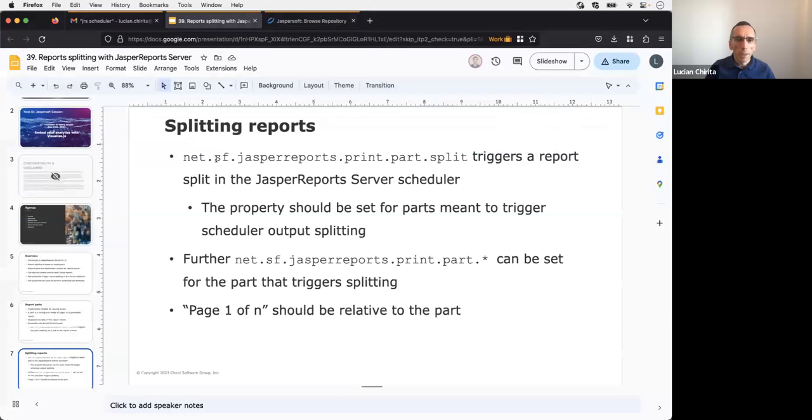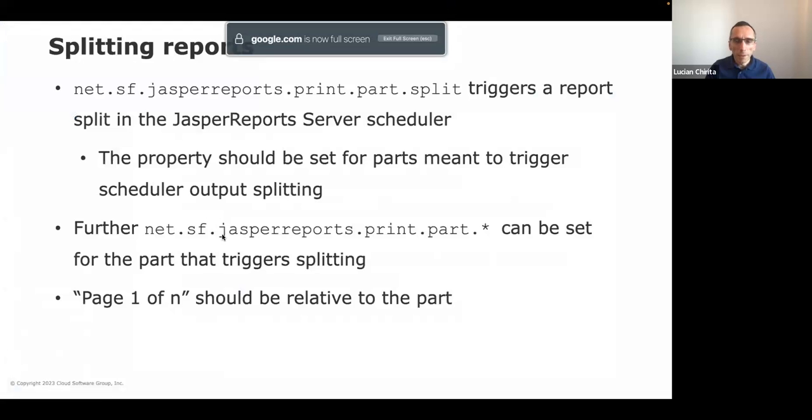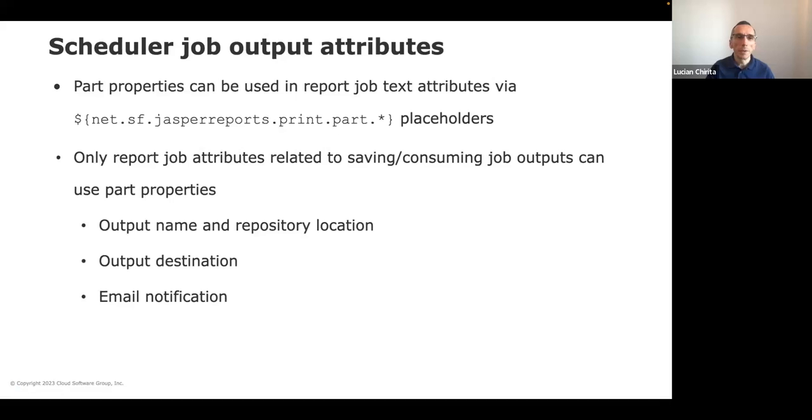Okay, let's go back and continue with these additional properties that you can set for the part and use in the scheduler job definition. What you can do in Jaspersoft Studio is to define custom properties for the part that triggers the splitting, and then use this dollar placeholder in the server scheduler in order to have that value read from the part in the generated report.